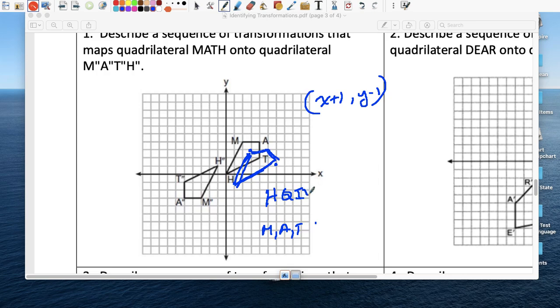Now, if you notice, point H is in quadrant 4, and points M, A, and T are all in quadrant 1. If this is rotated 180 degrees, MAT will land in quadrant 3, which is what you see right now, and H, who is in quadrant 4, would land in quadrant 2, which is what you see there. So the two transformations were, one, a translation of moving the original shape one right and one down, and then rotating it 180 degrees.